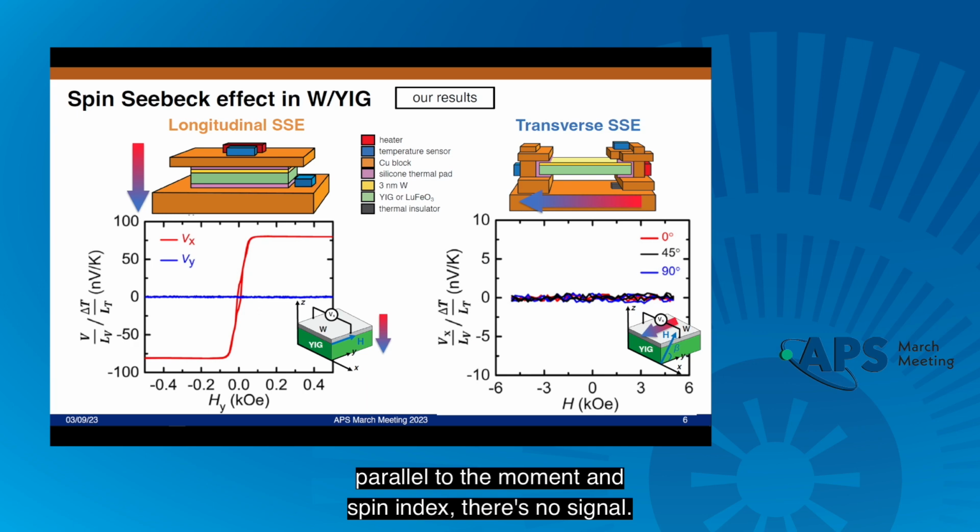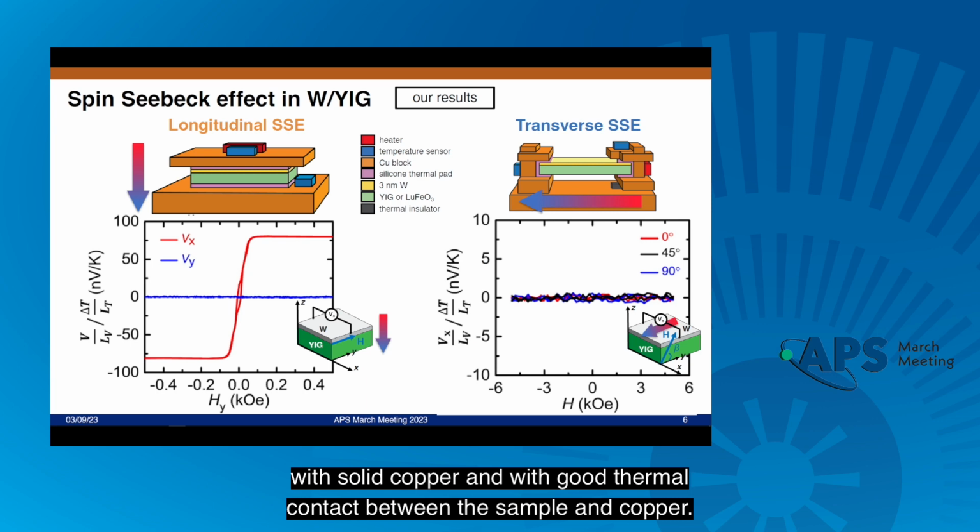And if you switch the voltage probe to the y direction, because it's parallel to the moment and spin index, there's no signal. For the transverse spin Seebeck effect setup, it is crucial that there's no unintended out-of-plane temperature gradient that will give you a parasitic longitudinal spin Seebeck effect signal. So we clamp the sample on both ends with solid copper and with good thermal contact between the sample and the copper. One side has a heater attached to it again, and the other side is a heat sink.